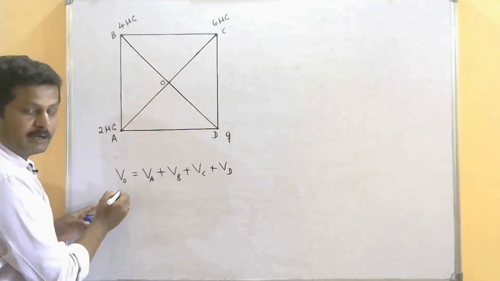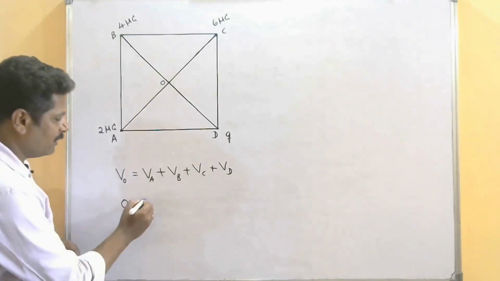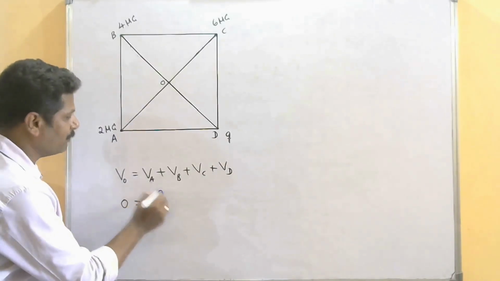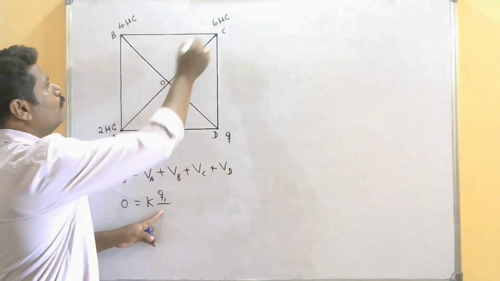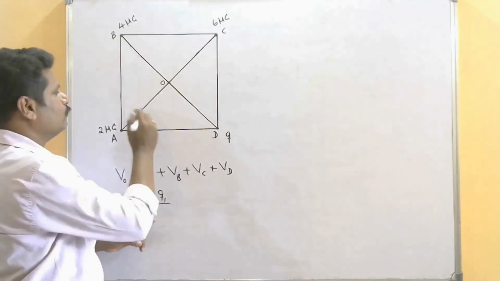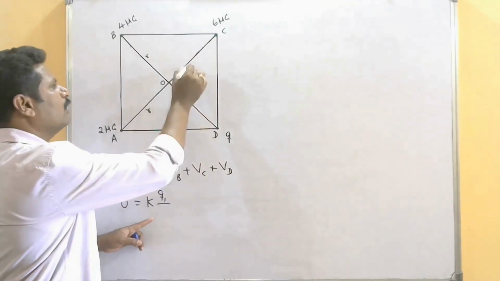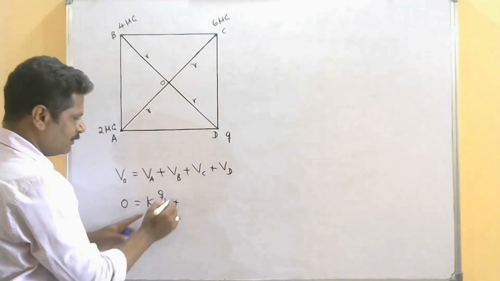So, V naught becomes 0 here. We know that VA is nothing but KQ1 divided by R1. You know that AO, BO, CO and DO are equal in the square, so let me take these all as equal to R. So, we can take KQ1 divided by R plus VB.